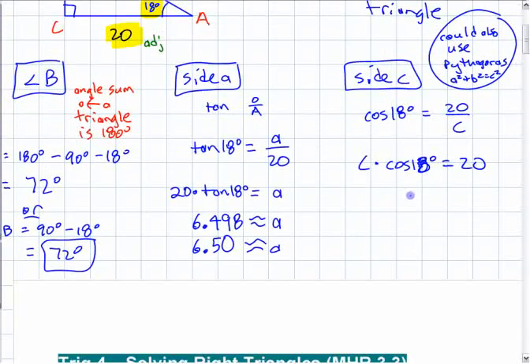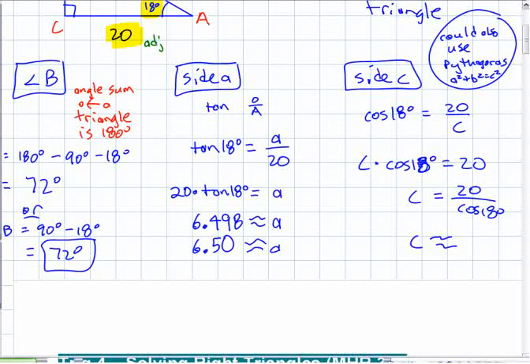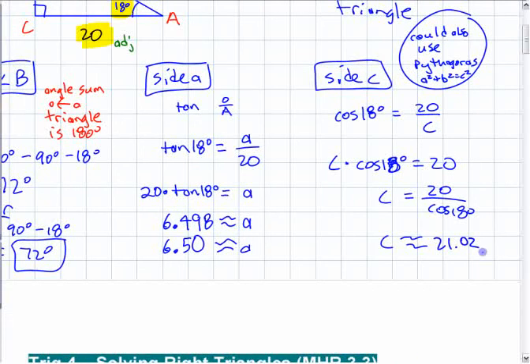You don't have to show that step. If you can see right away that it's going to be 20 divided by cos 18, you don't need to put this step if you don't want to. If it helps to get it right, put it down, but you really only need to jump from there to there if you want. And then we can work it out on calculator. Anybody able to do it? 21.02? What's the number after the 2? It's 03? Okay, good.